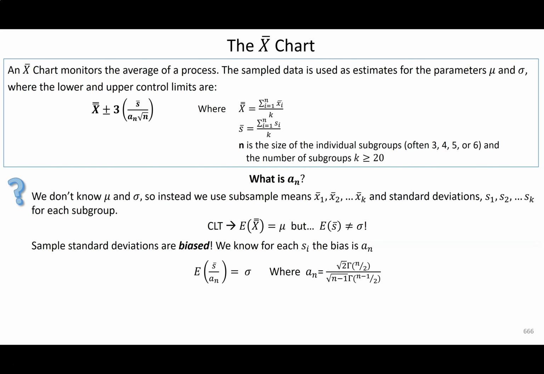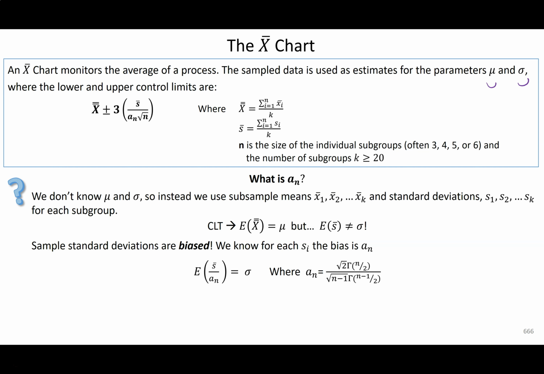So the X bar chart is going to track the average of a process. We're going to take these subsamples over time, and from each of these subsamples, we're going to take the sample average and look at how these subsample averages change over time. When we don't know the values for mu and sigma, we're going to use estimates.